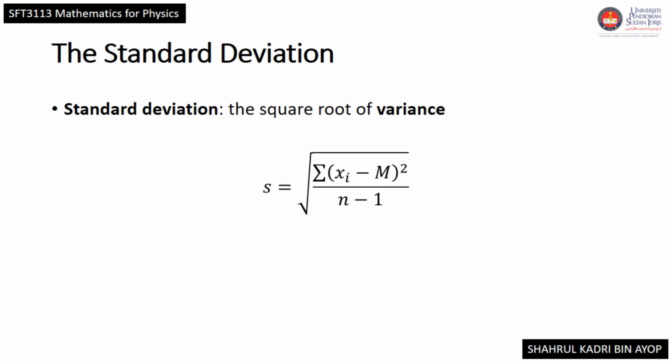Next, we take a look at the standard deviation. Standard deviation refers to the square root of variance. This is the formula to determine the standard deviation of a group of data.